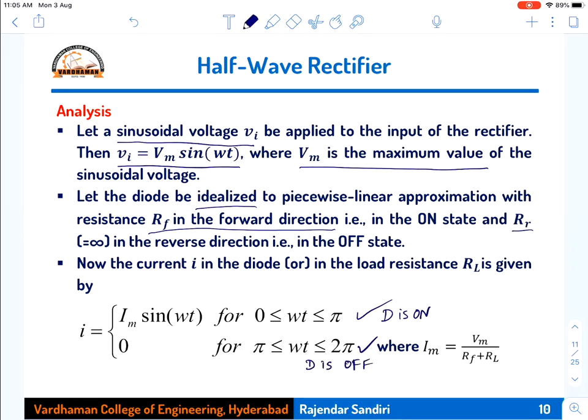That is the equation for the current. So current is equal to Im sin omega t because the diode is on. Current is 0 from pi to 2 pi. Therefore, diode is off. And in this case, Im is equal to Vm by Rf plus RL. So I have taken the internal resistance of the diode as Rf. That is the relationship. This already we have seen.